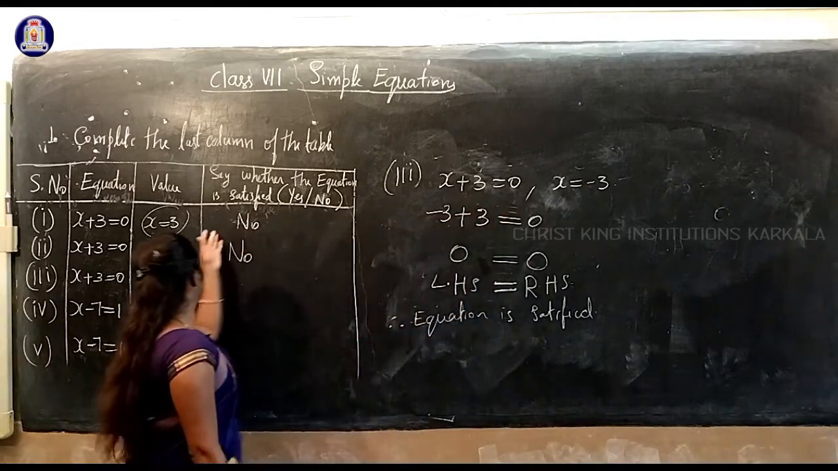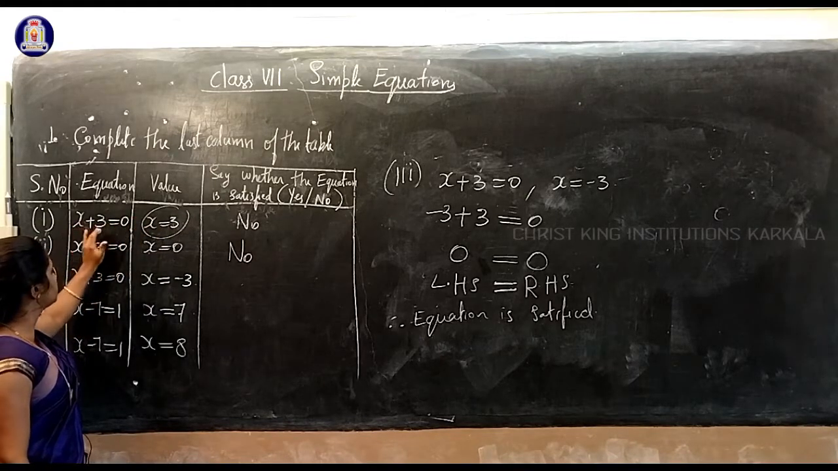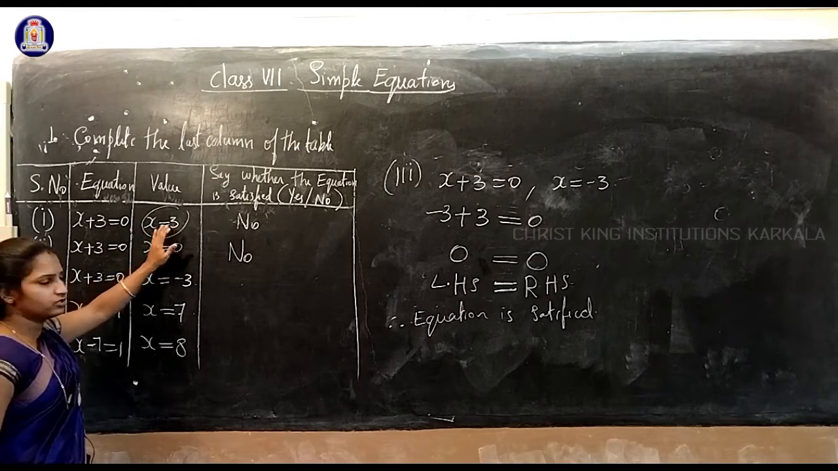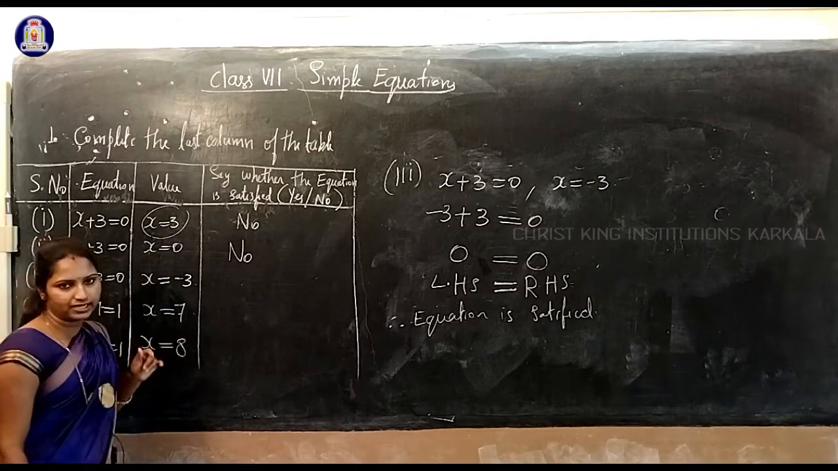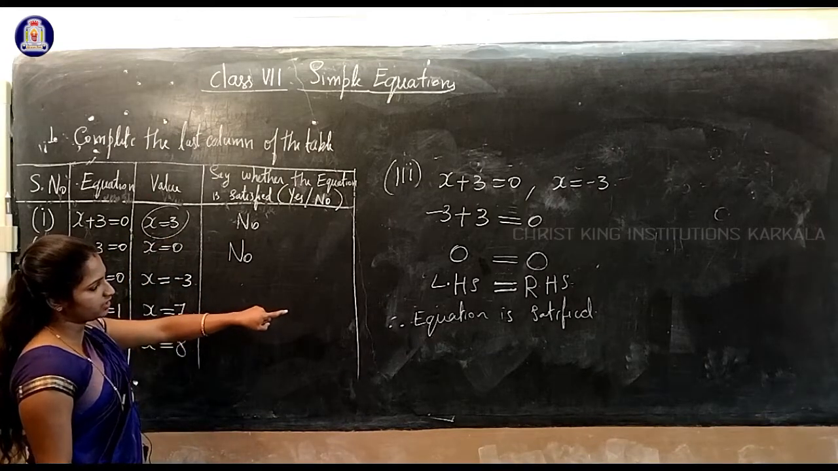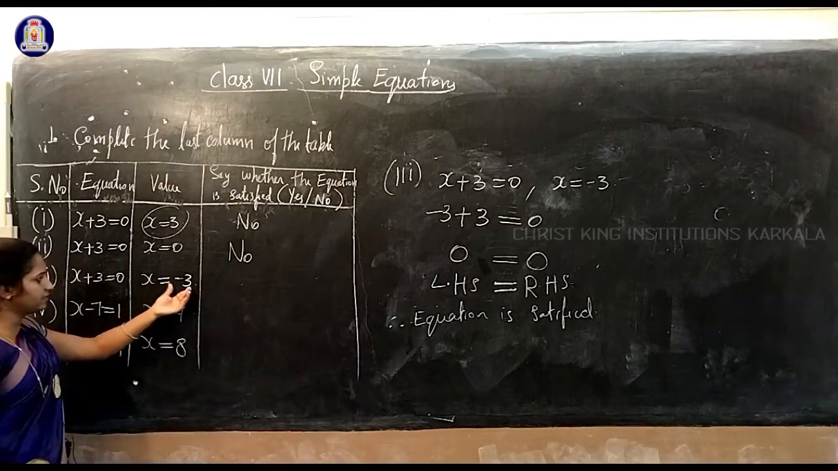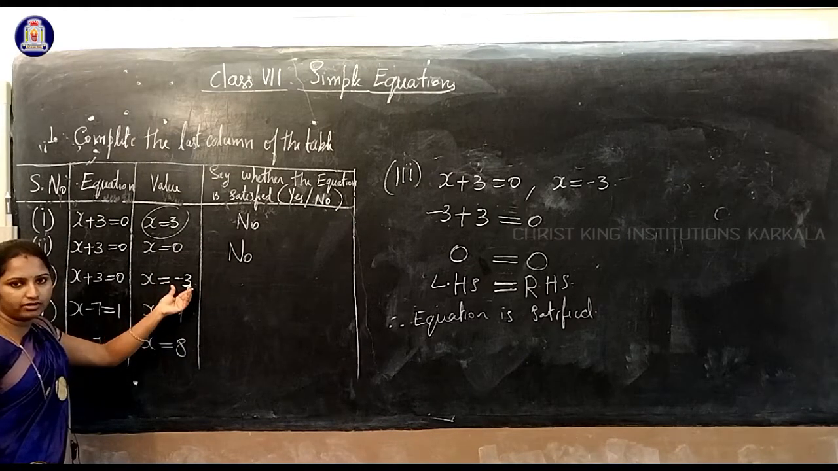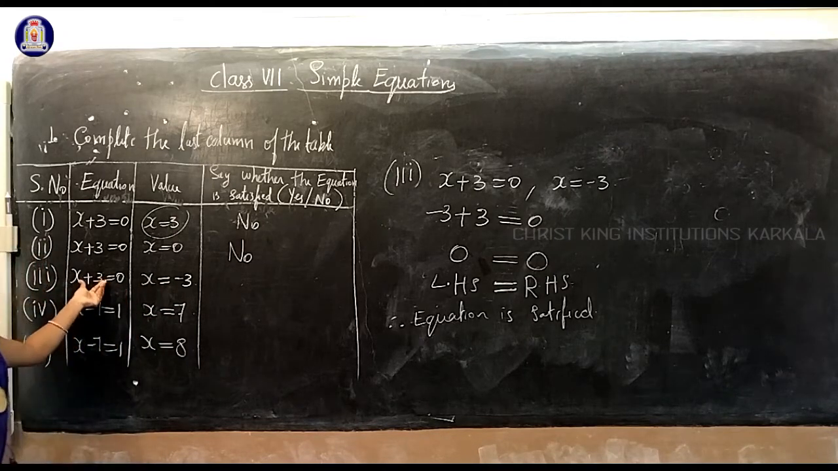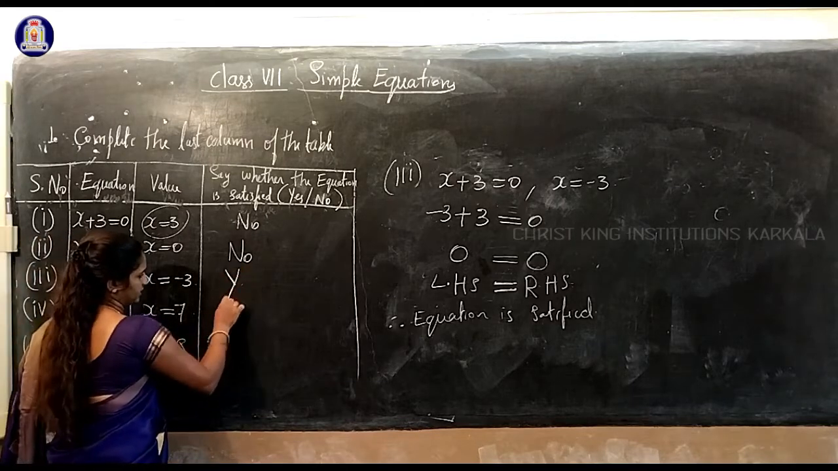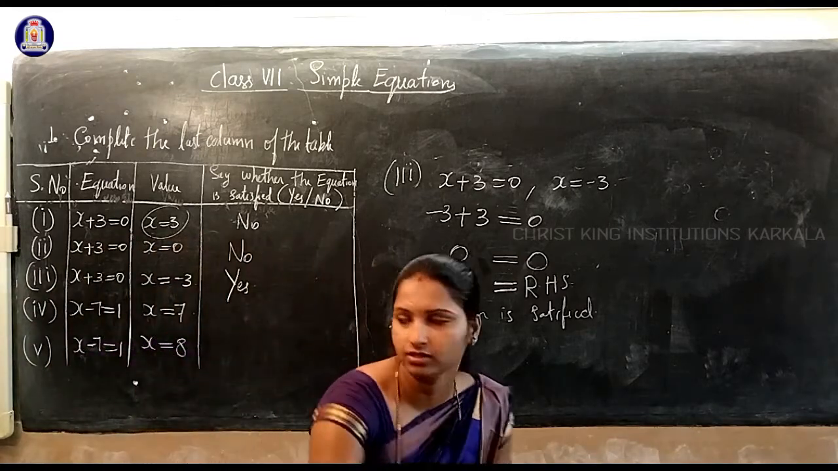If you write any other value, if I write x = 3, this is not a solution, because x + 3 = 0, and if you substitute the value, that equation will not be satisfied, right? So even the second equation is not satisfied. But the third equation is the same equation, but the value of x is different. The value of x we considered here is -3. If you write -3, what happens? That equation will be satisfied. So that is the solution for this equation. Clear? So here we can write yes. The equation is satisfied. So the answer is yes. Next.